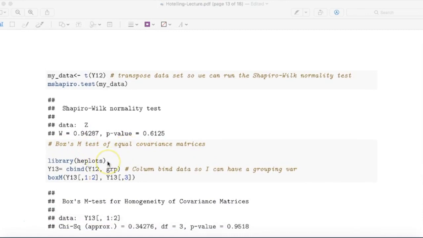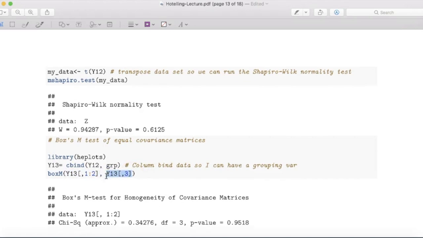I use the library heplots. I really like this library, by the way. I went ahead and column bound the data set, the Y12, with the group variable. Remember, this is the one that tells us what group they are in, 1, 1, 1, 2, 2, 2. So I did that so that I could actually tell the Box's M test what the groups were. So here I tell it, from this new data set that I created, I want you to do Box's M test on columns 1 and 2, and then by the groups 1 and 2 that are in column 3. That's what we're doing here.